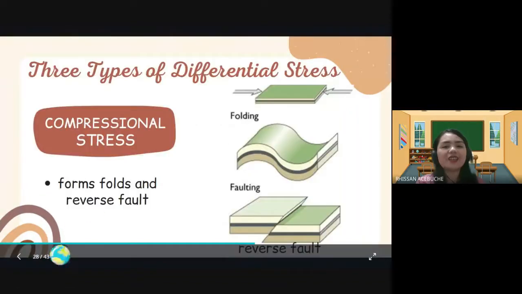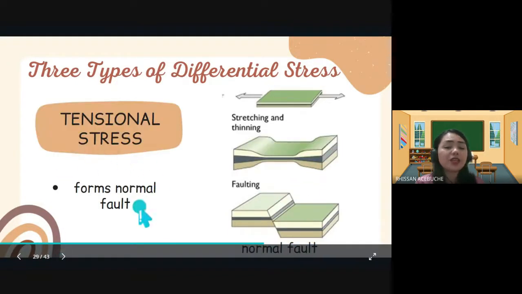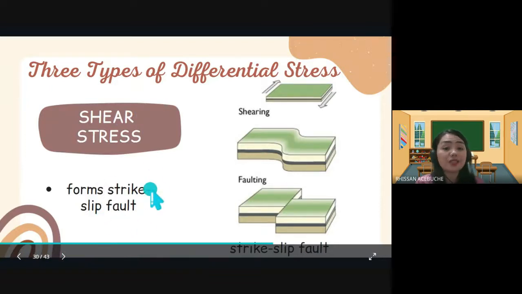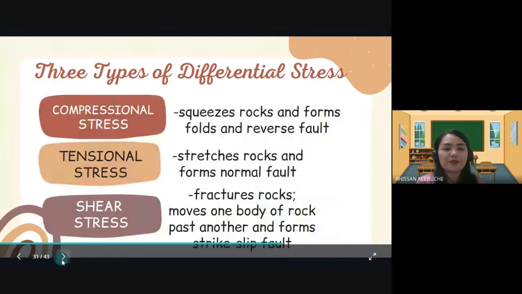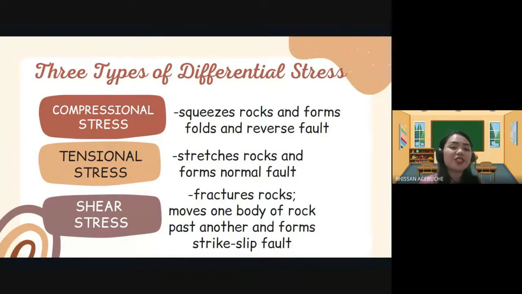All right. Okay, that's correct. Actually, for compressional stress, it can form folds, mountains, right? And reverse fault, because the hanging wall goes up. And for tensional stress, it forms normal fault and also valleys, right? Normal fault because the hanging wall goes down. For the shear stress, it forms strike slip fault because, as you can see, it slides past each other. There. So now our description for each type of the differential stress is complete.